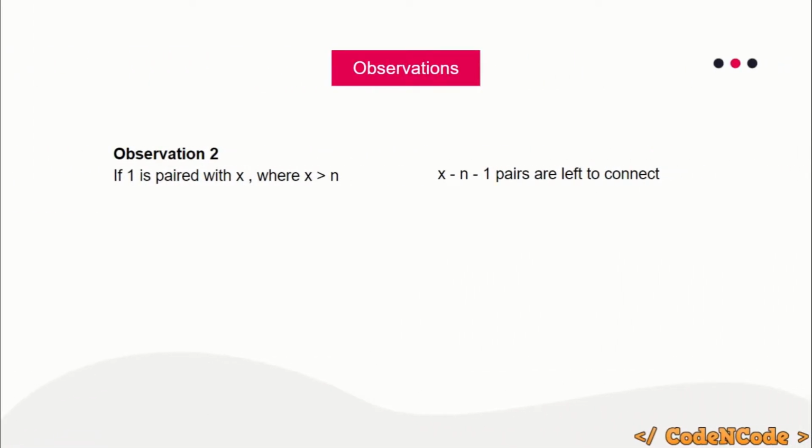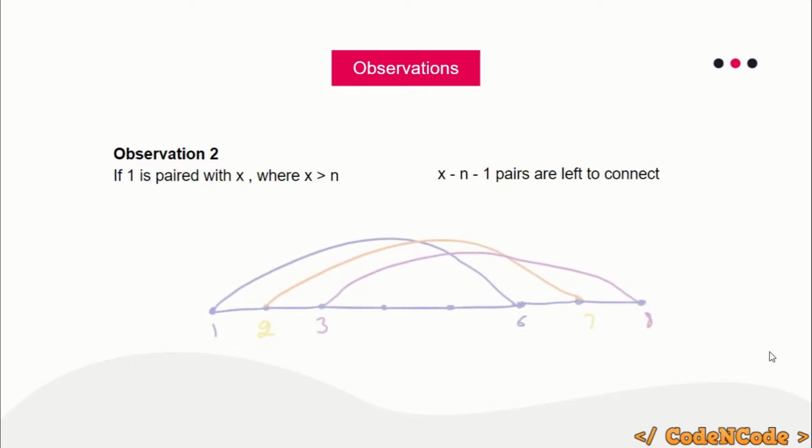Now observation 2 says that we divide the whole pairing into two different parts: one where 1 is paired with x where x is greater than n, and the other where 1 is paired with x where x is less than or equal to n. So what happens if 1 is paired with x where x is greater than n? Suppose this is an example: 1 is paired with 6, n is 4, so 1 is currently paired with x where x is greater than n, clearly.